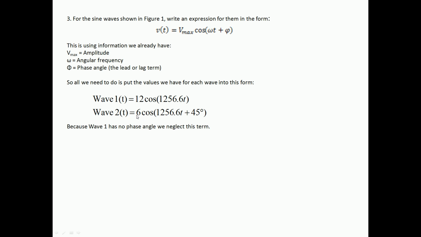For wave 2, the amplitude was 6. Cosine term there, we've introduced our omega value just here. Then we've got t, and it's plus 45. Where did this come from?